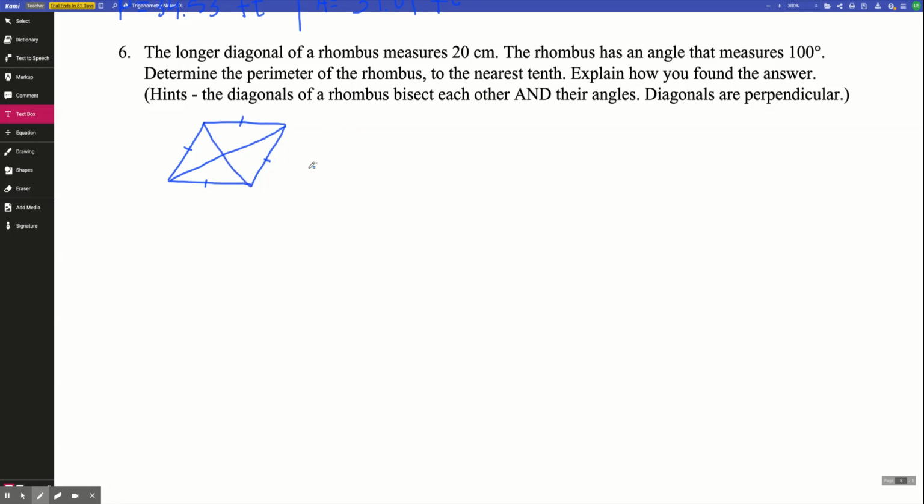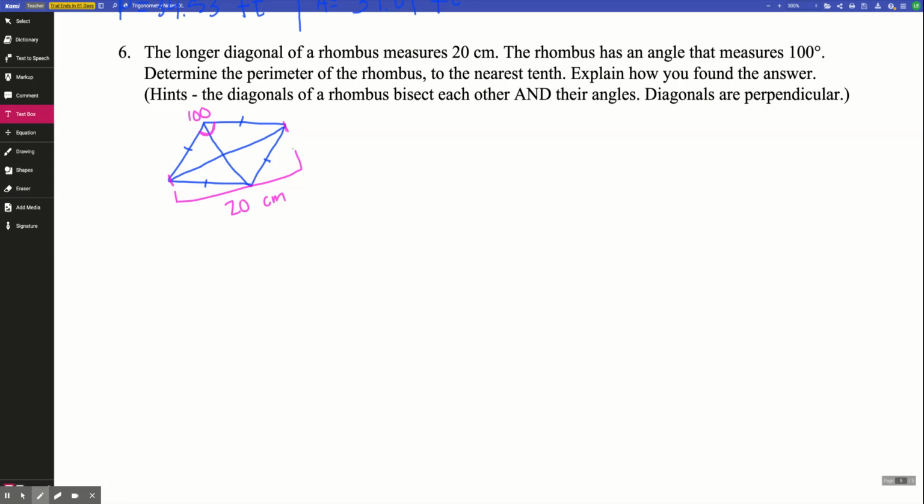So it says the longer diagonal is 20 centimeters, okay? So what that means is that from here to here, well, that length is 20 centimeters, okay? And then it says the rhombus has an angle that measures 100. So it's one of these bigger angles. See how you have an acute angle and an obtuse angle? So this whole big angle right here is 100. Okay. So now they want us to find the perimeter of the rhombus.